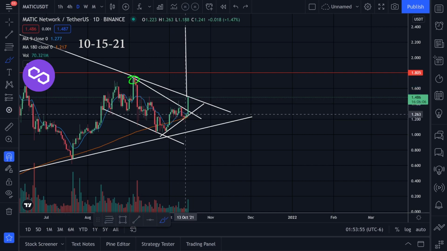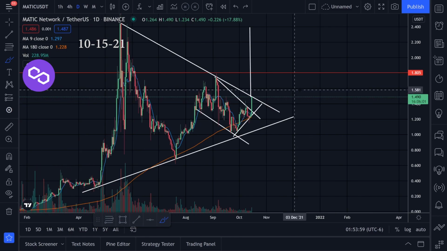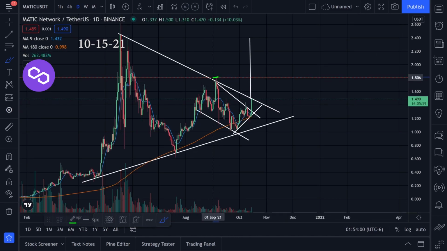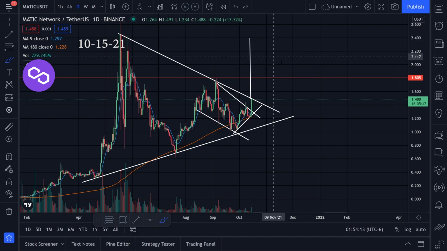Let's see if we have to come down and retest, or if we're just going to break through and potentially start trying to test our previous resistance levels right around maybe 1.80, somewhere around there. Like I said, I really want to see us break this red line right there at around 1.80. And then we can start targeting the previous top around 2.39 or something like that.